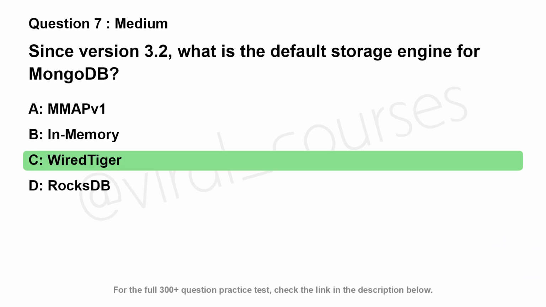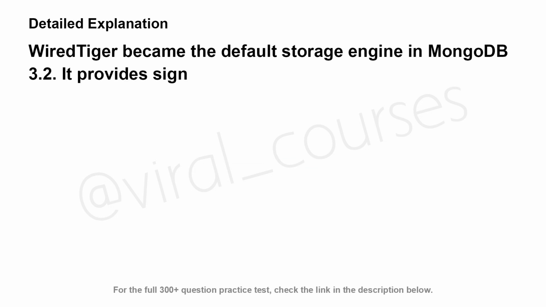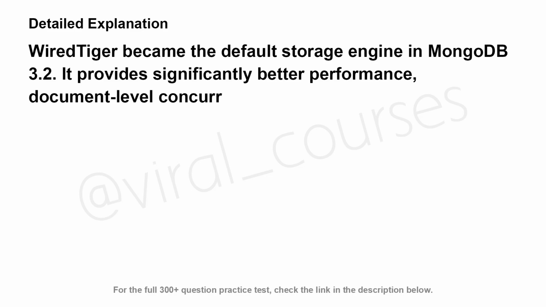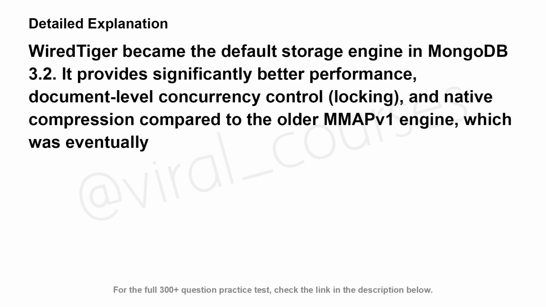The correct answer is C. WiredTiger became the default storage engine in MongoDB 3.2. It provides significantly better performance, document-level concurrency control, locking, and native compression compared to the older MMAPv1 engine, which was eventually deprecated and removed.